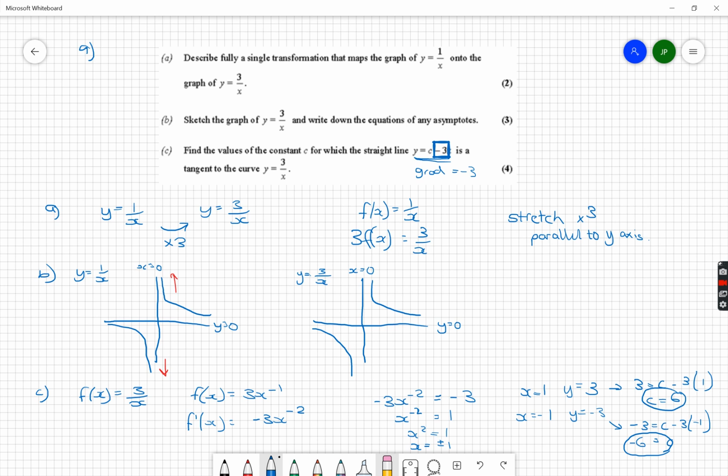Okay, function transformations to begin with, a bit of sketching reciprocal graphs, and then a little bit of tangents to that function.